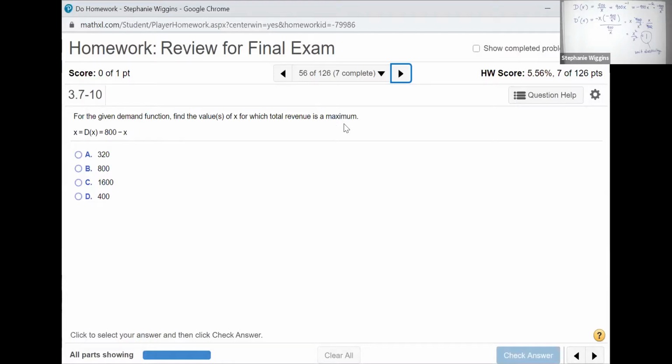But you have to know that, right? It's a very simple problem, but you need to know what that means, okay? If your revenue is a maximum, your elasticity is 1. So here's my demand function, d of x. This is number 56. D of x is equal to 800 minus x.